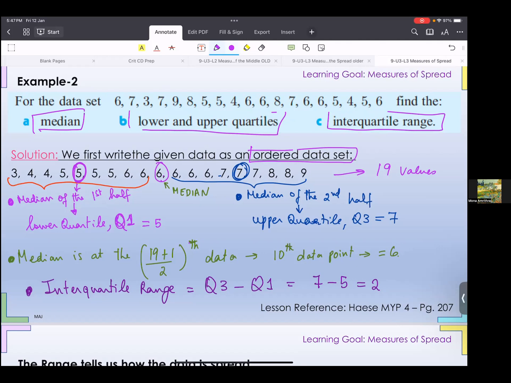And the median of the first half of the data is the lower quartile. Okay, so that is 5, okay, in this case. And then the median of the second half of the data is the upper quartile, and we call that Q3, and that is 7. The interquartile range, okay, so that's what we're looking at. What is the interquartile range? The interquartile range is Q3 take away Q1, basically the upper quartile take away the lower quartile. And in this case, that is 7 take away 5. Okay, so this is 7, this is 5. So Q3 take away Q1, which is 2.